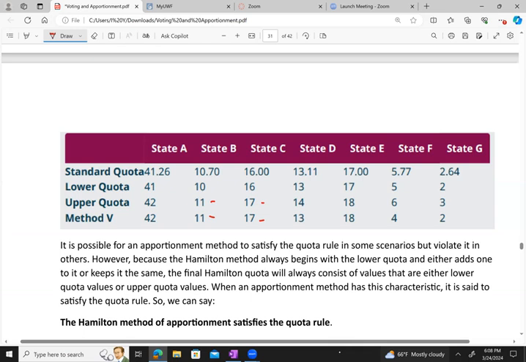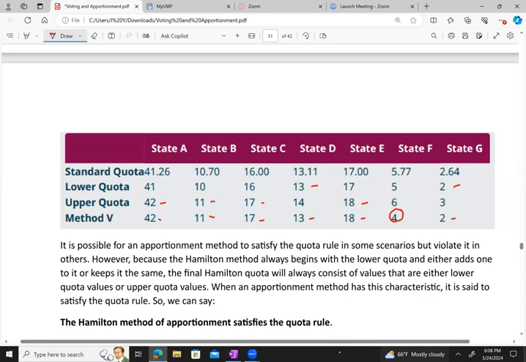We're still good. State D is 13, which is the lower quota, and I skipped state A. 42, which is the upper quota. State E is 18, which is the upper quota. State F is 4, which is less than the lower quota. And state G is the lower quota.